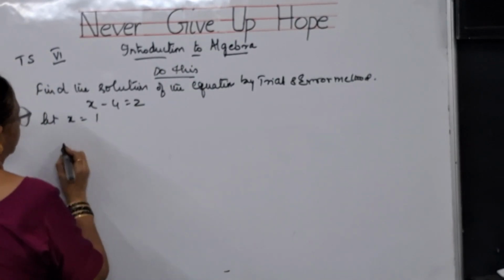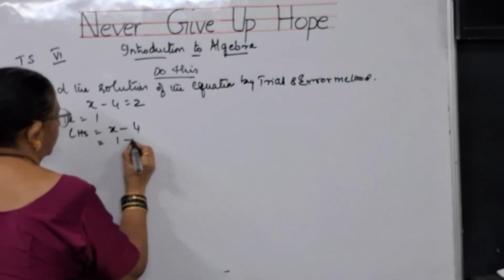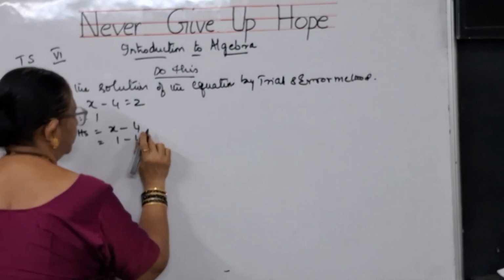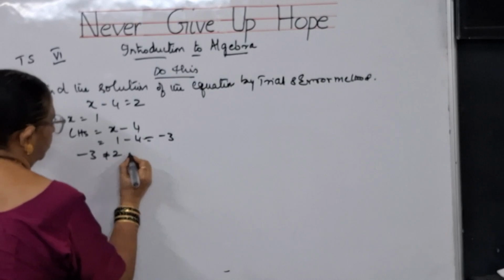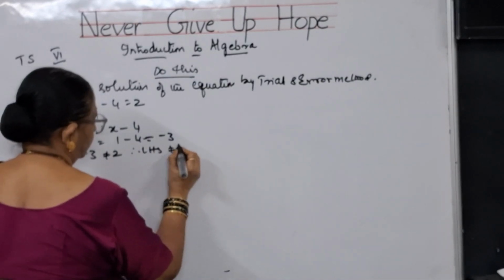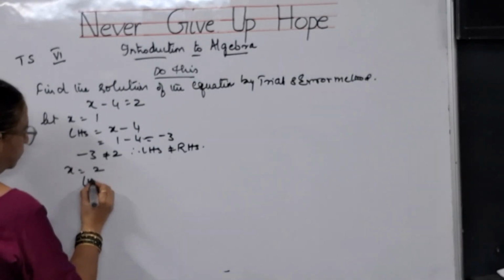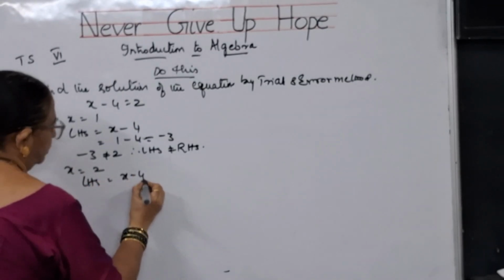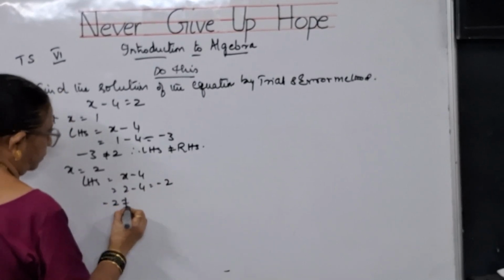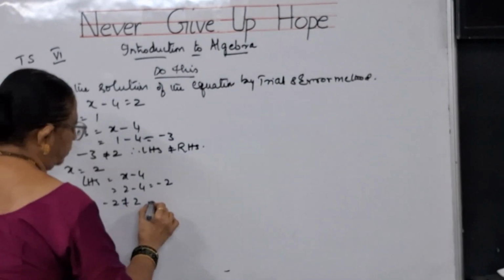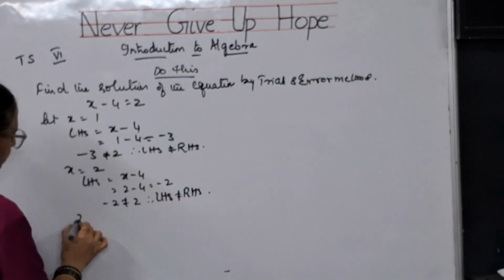Let x is equal to 1. What is LHS? x minus 4. 1 minus 4. 1 minus 4 is how much? Minus 3. Minus 3 is not equal to 2. Therefore, LHS is not equal to RHS. x is equal to 2. LHS, x minus 4. 2 minus 4, minus 2. Minus 2 is not equal to 2. Therefore, LHS is not equal to RHS.